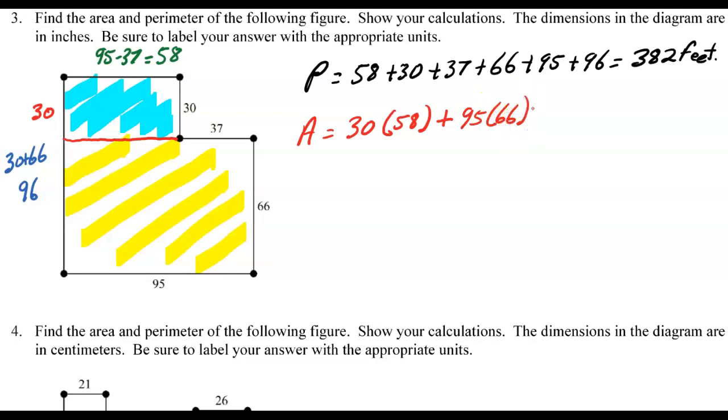And I'm going to type this into my calculator. I got the 95 because it's the base of the rectangle, and the 66 is the height of the rectangle. So 95 times 66 plus 30 times 58. And I type that in one line of work. I get 8,010 square feet.